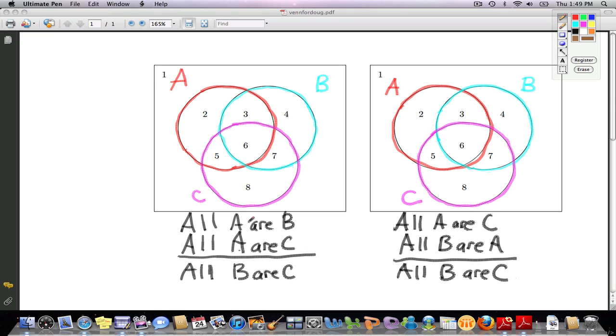What you do is you diagram the premises. If you look to the left here, I've written two premises for an argument already put into A, E, I, or O form. These are all A claims, with the conclusion written below the line.